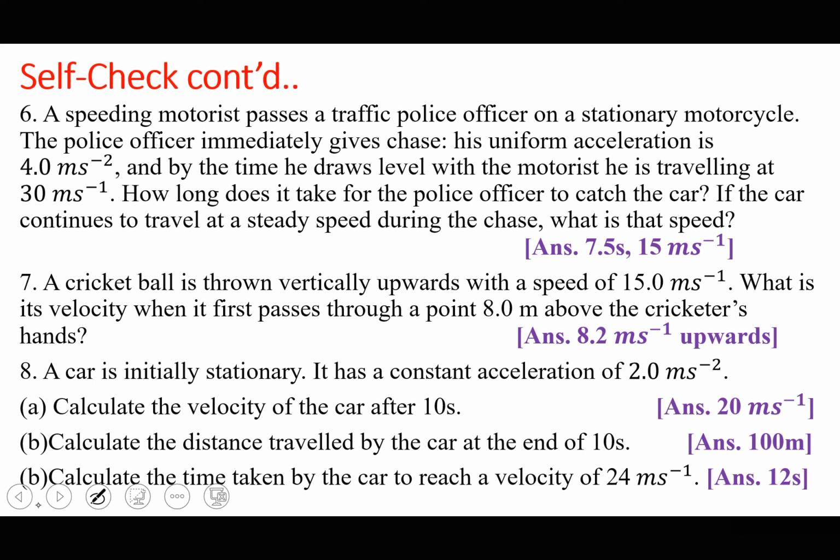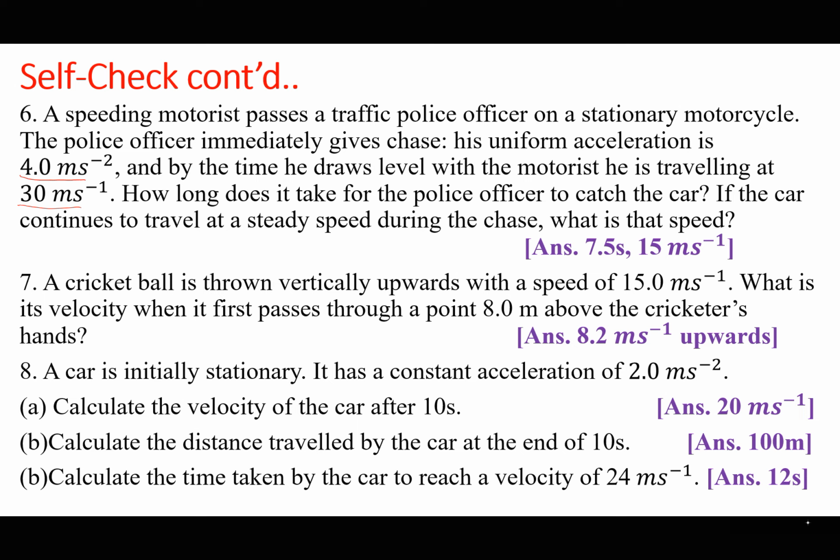A speeding motorist passes a traffic police officer on a stationary motorcycle. The police officer immediately gives chase. His uniform acceleration is 4 meters per second squared, and by the time he draws level with the motorist, he is traveling at 30 meters per second. How long does it take for the police officer to catch the car? If the car continues to travel at a steady speed during the chase, what is that speed?